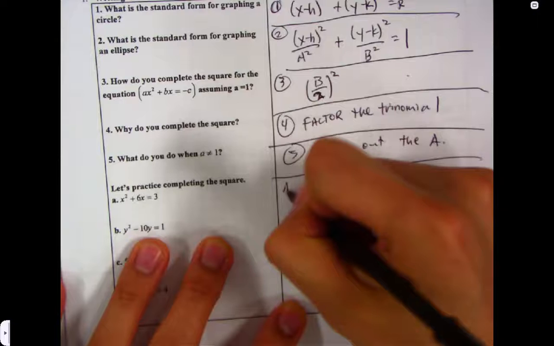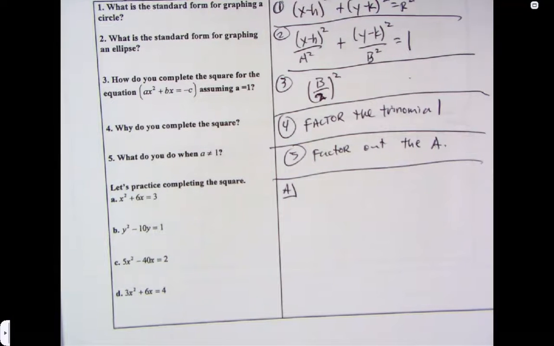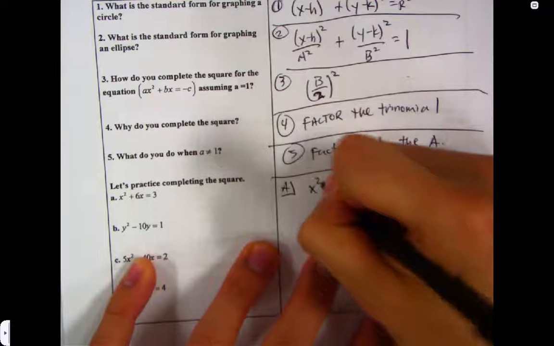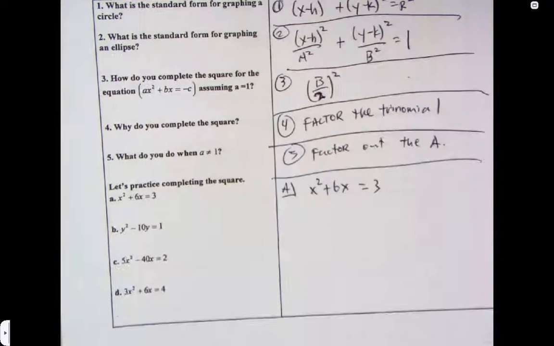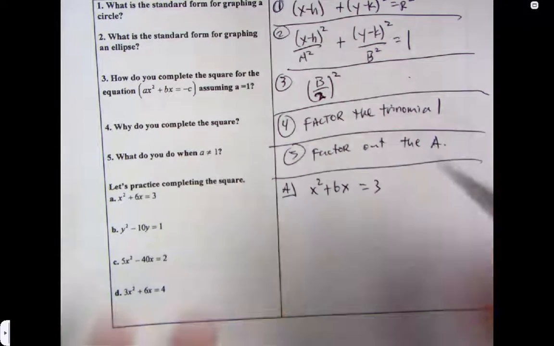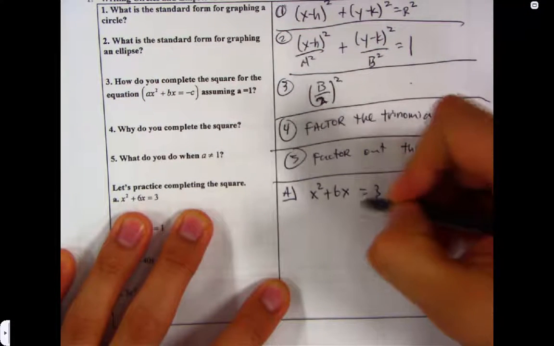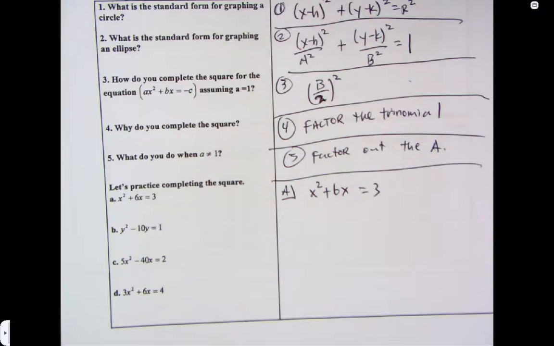I'm going to show you a problem, then I'm going to have you practice one, because this is algebra 1. So you have x squared plus 6x equals 3. So when you complete the square, you add a new c value here so that you can factor the trinomial, and it'll be perfect squares. Perfect squares means it's going to be the same number.